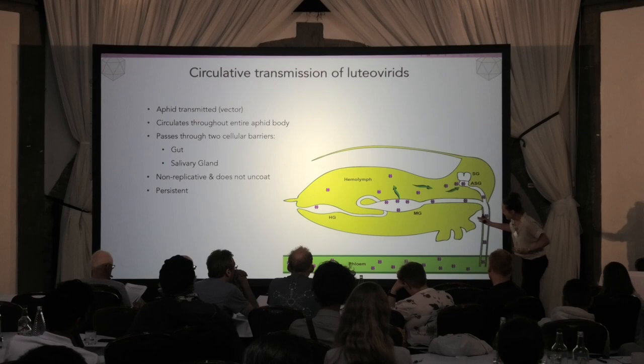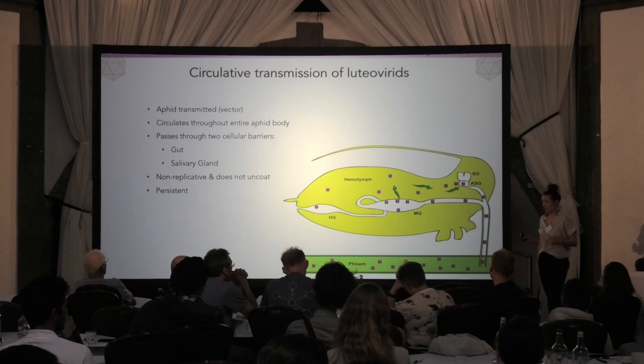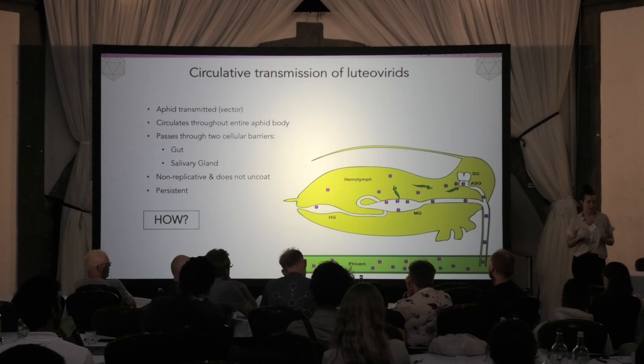Right? What is the point of that? Why is it moving throughout the entire aphid body? How is this happening? It also does not replicate or encode in the aphid at all. And this aphid will remain viriferous for its entire life. My background is in structural biology, and one of the questions that we can answer is how this is happening. So I'll introduce you to the structural proteins.